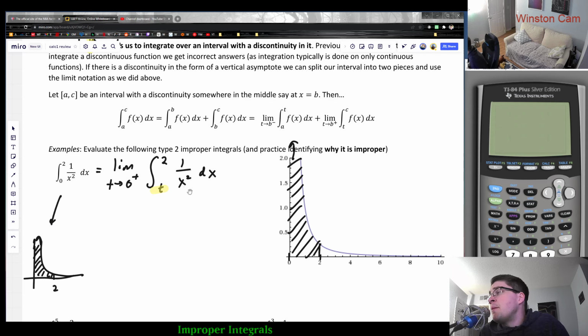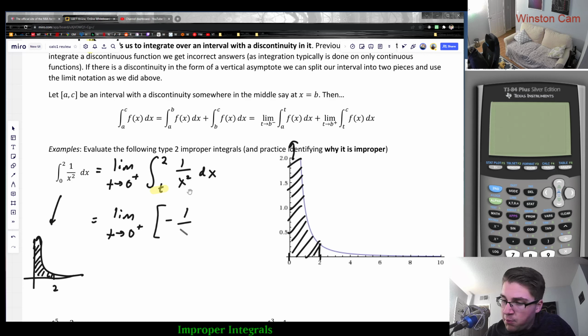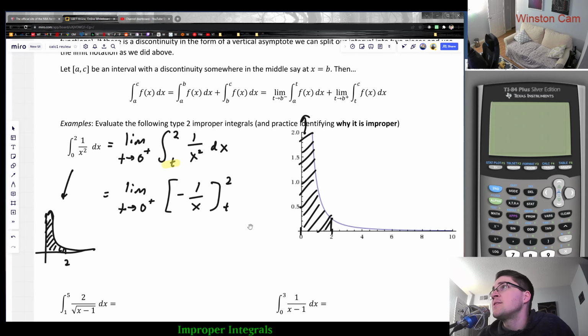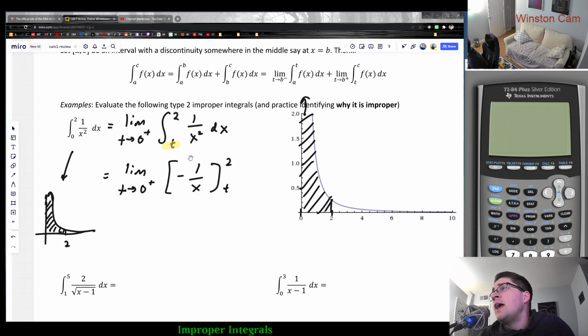From here, everything is exactly the same as a type 1 improper integral. We need to solve the integral, plug in the boundaries, and then figure out the limit ultimately. Another obvious difference is we're not taking the limit towards infinity. We're taking the limit towards a specific number directionally. So I'm going to leave my limit alone until I figure out my integral. But we already know the antiderivative of 1 over x squared is negative 1 over x from t to 2, because we did this one in class, by the power rule. And then plugging in the boundaries before I start thinking about solving the limit.